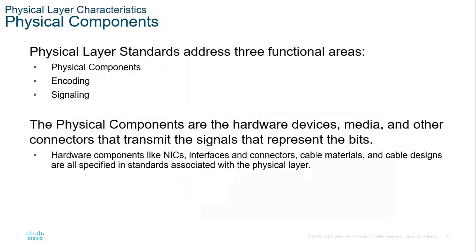Physical layer characteristics: physical components. Physical layer standards address 3 functional areas. These are physical components, encoding, and signaling. The physical components are the hardware devices, media, and other connectors that transmit the signals that represent the bits. Hardware components like NICs, interfaces and connectors, cable materials, and cable designs are specified in standards associated with the physical layer.